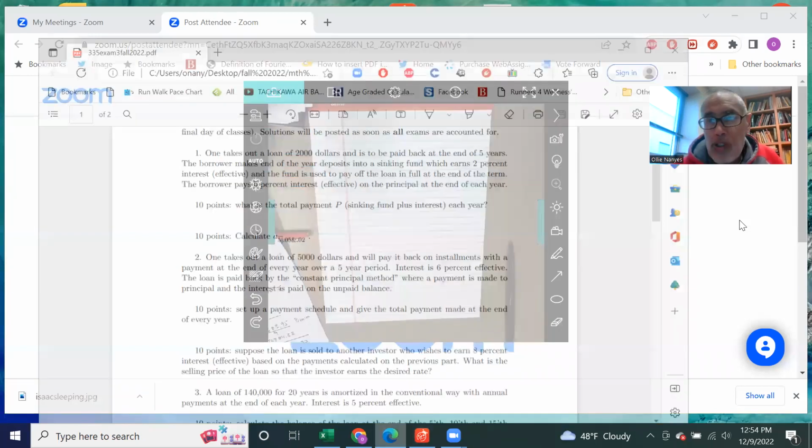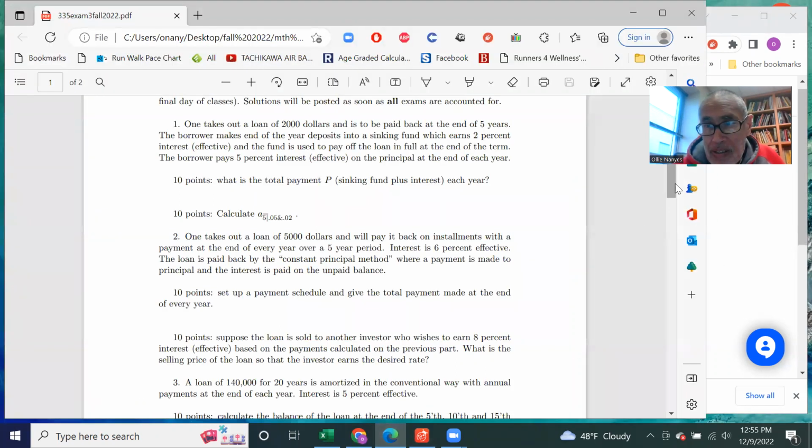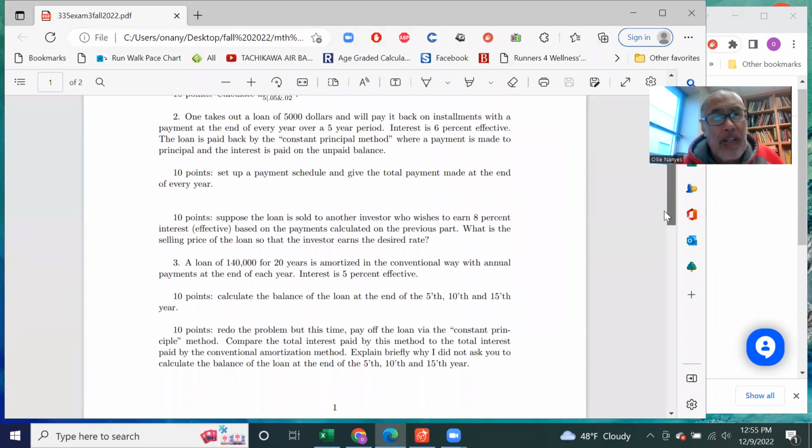Now, question 2 dealt with a $5,000 loan with a payment at the end of every year for a 5-year period, and interest is 6% effective. This is supposed to be a constant principal method, where a payment is made to principal and the interest is paid on the unpaid balance. As far as setting up the payment schedule, most people did fine with that.